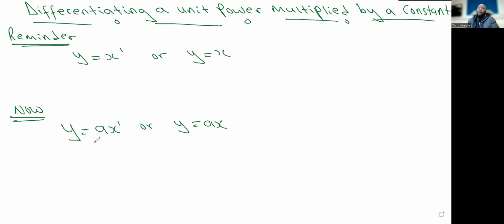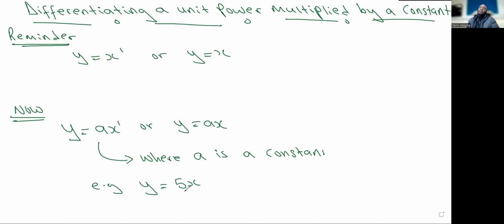But now we're going to talk about how you differentiate if the variable with the unit power has a constant associated with it, where a is a constant. That means, for example, you have y is equal to 5x, or y is equal to minus 3 over 4 x, something like this. So you have a constant, and the power of x is equal to 1.